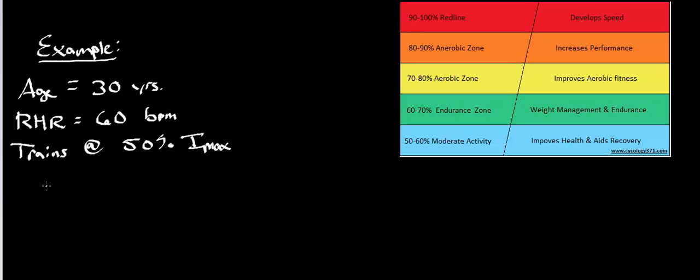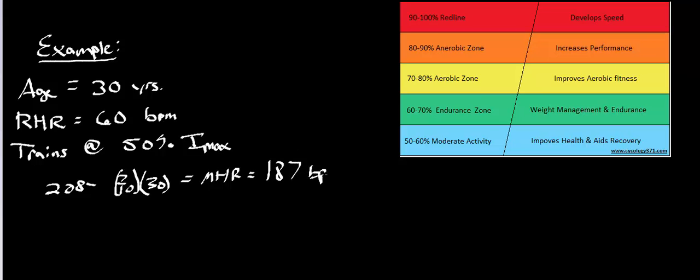So the maximum heart rate is going to be 208 minus 7/10 of their age, which in this case is 30 years. Okay, so let me get the calculator out. So 208 minus 0.7 times 30. And again, I'm getting their maximum heart rate to be about 187 beats per minute. Okay? 187 beats per minute.